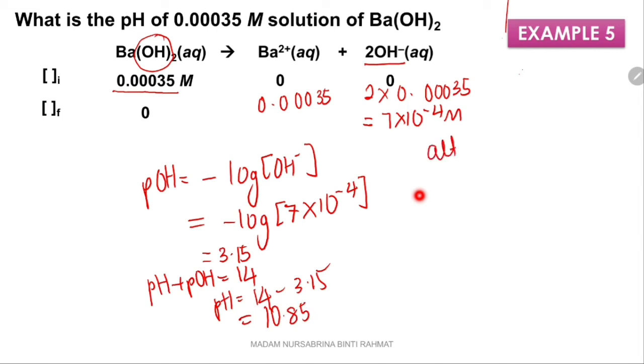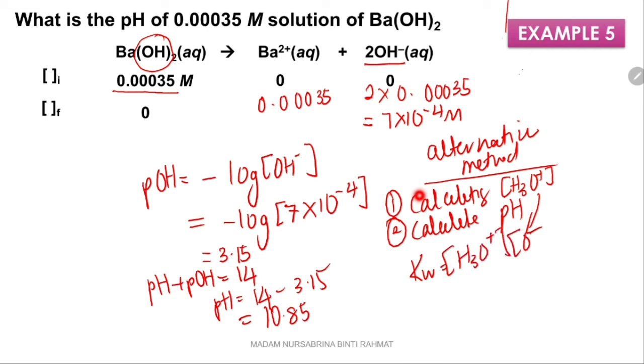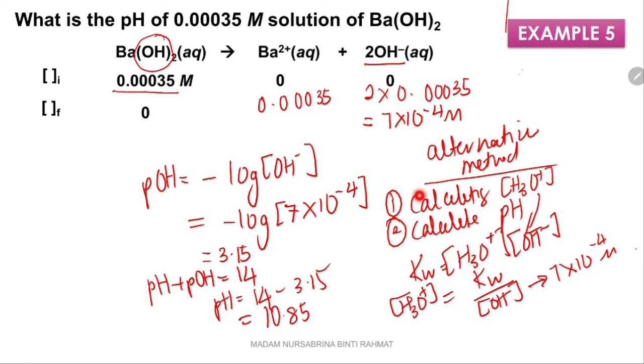Alternative method. An alternative method to find the pH is by first calculating the H3O plus concentration, then secondly calculating the pH. That is another alternative method. So how do you calculate H3O plus? Simply relate to your Kw. Kw equals H3O plus times OH negative. So your H3O plus is Kw over the OH negative concentration, and this OH negative is equivalent to the given concentration. Okay, so that is the alternative method to find your pH value for barium hydroxide.